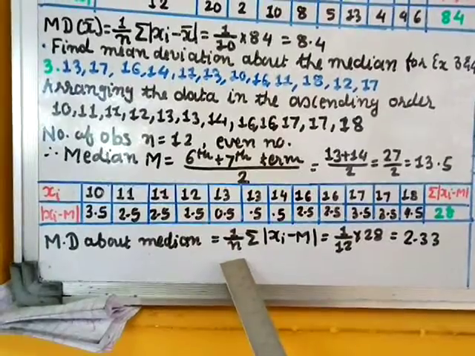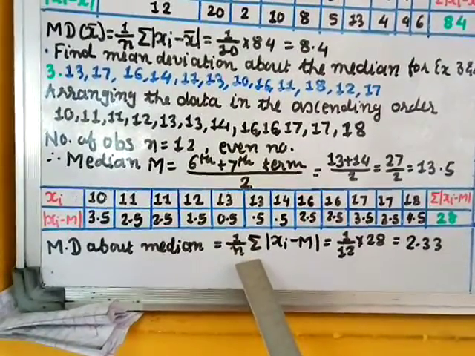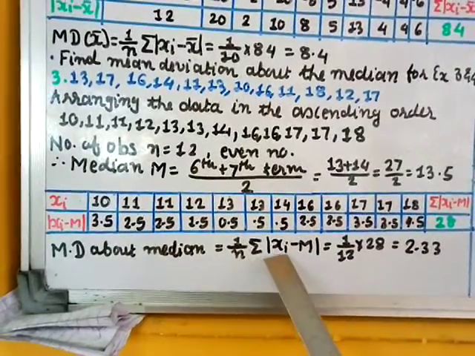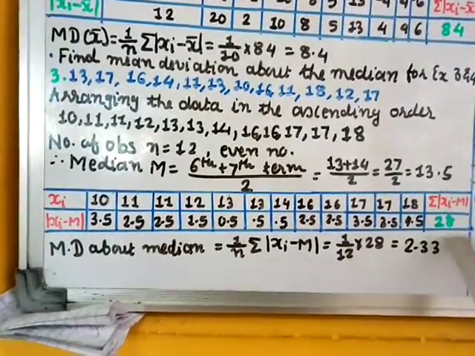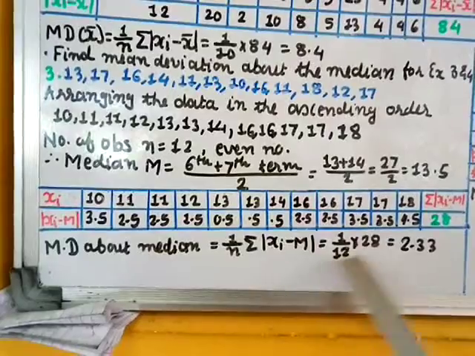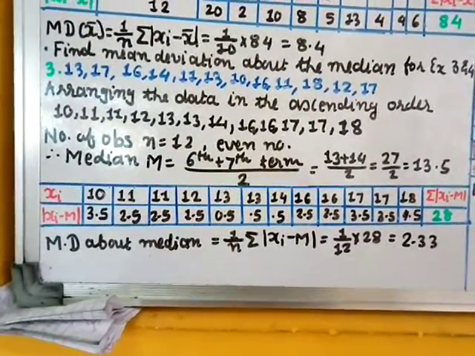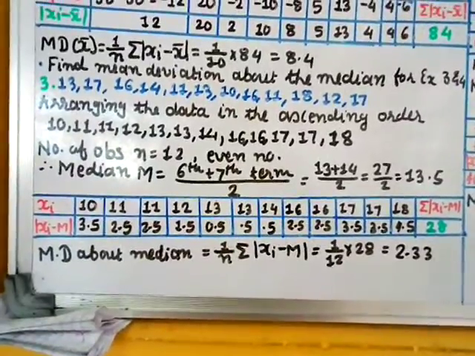n is the number of observations. Here the number of observations is 12. So I put here the n value as 12, small n, into sigma modulus of xi minus m, that is 28. When you find the deviation, it is 2.33. So this is the mean deviation about the median for the given data.